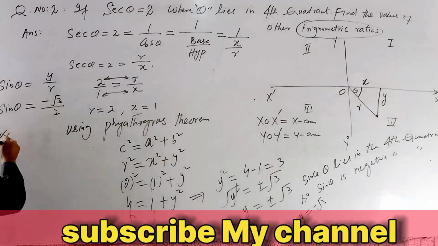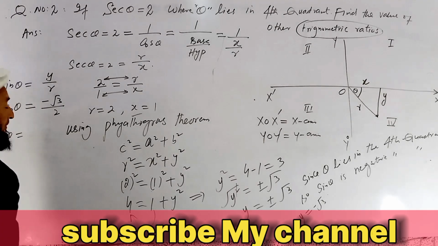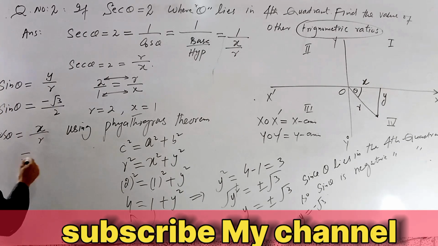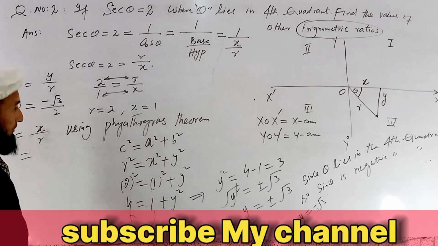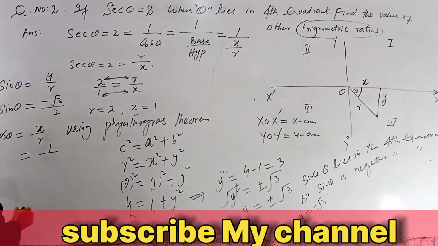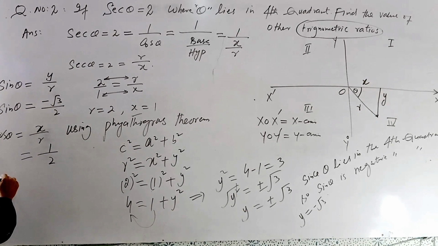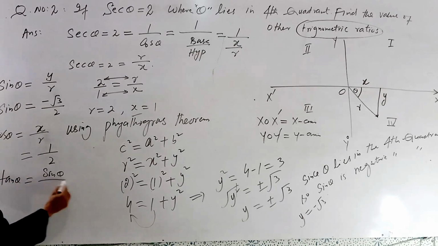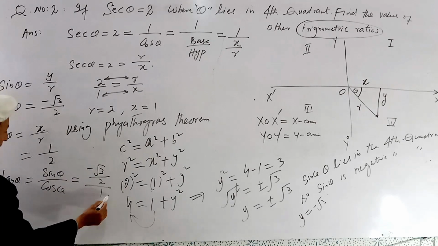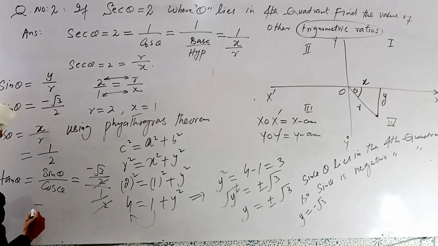Similarly, cos theta is positive in the fourth quadrant. So we take base divided by hypotenuse, x divided by r. X we have already found, so it is 1 divided by 2. Similarly, tangent theta is equal to sine theta divided by cos theta. Sine theta is minus under root 3 divided by 2, and cos theta is 1 divided by 2, both 2s cancel. So tangent theta is equal to minus under root 3.